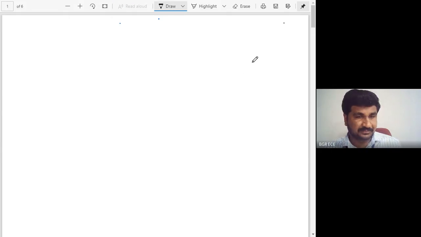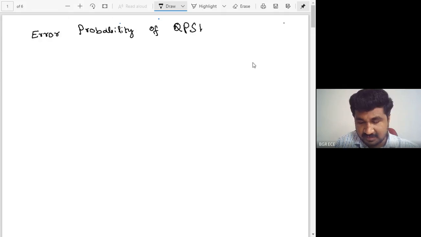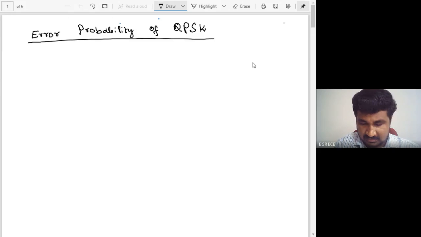Welcome back. In this session, we are going to discuss the error probability of the quadrature phase shift keying receiver system. And we know the architecture of the QPSK receiver.